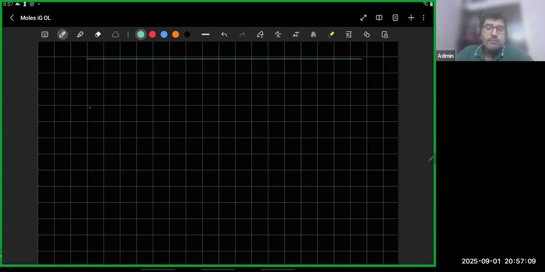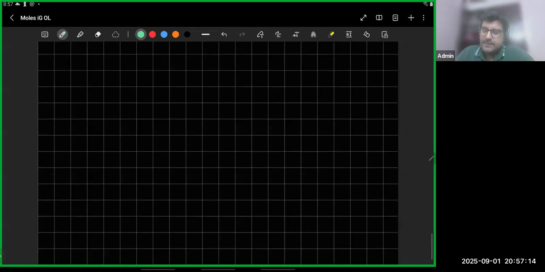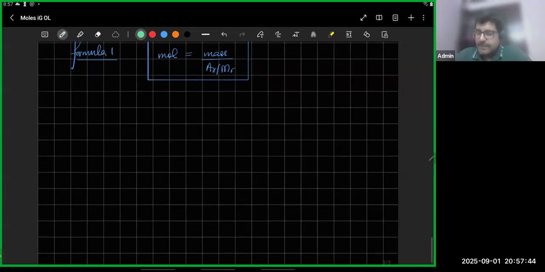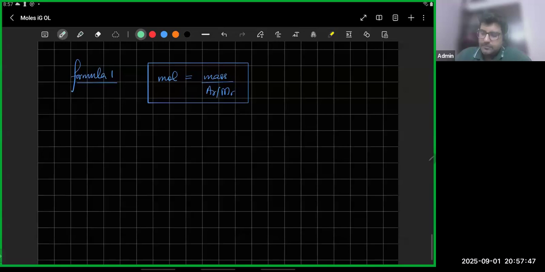Anyways, there are 4 or 5 different formulas which you need to be aware of, which are related to moles. The formulas are pretty straightforward. The first one, ठीक है, formula number 1: moles is equal to mass divided by the molar mass, which is AR or MR. So that's our first formula: moles is equal to mass divided by molar mass.